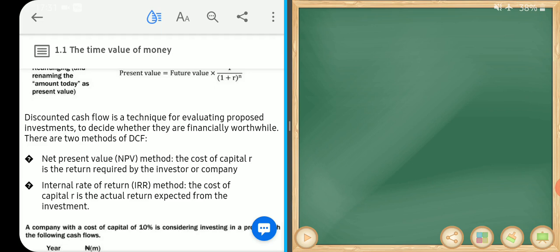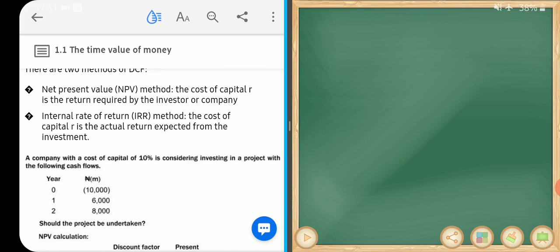And there are two ways for you to evaluate that proposed investment. The first one is our NPV, that's the net present value method, and the second one is the internal rate of return, the IRR method. So today we will start with the NPV method.